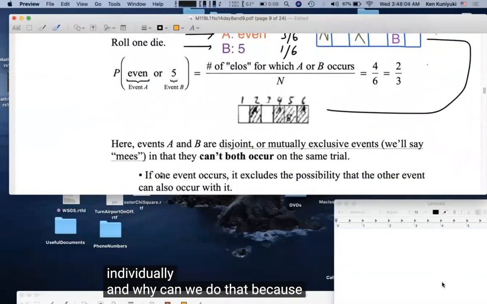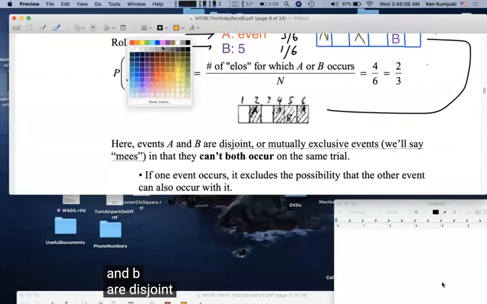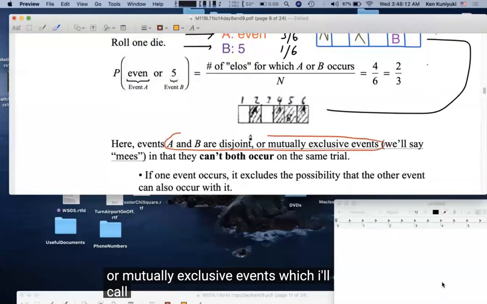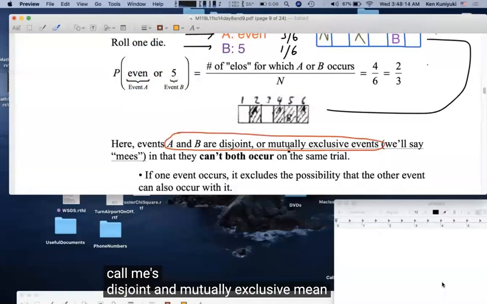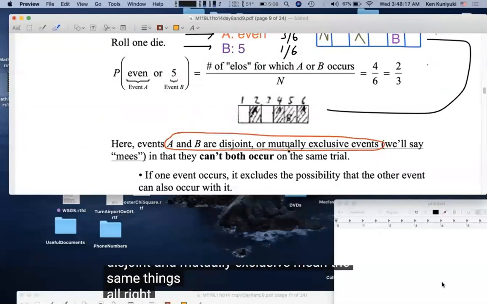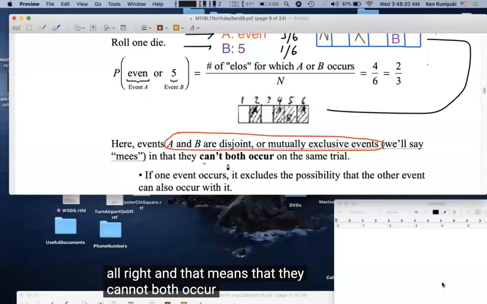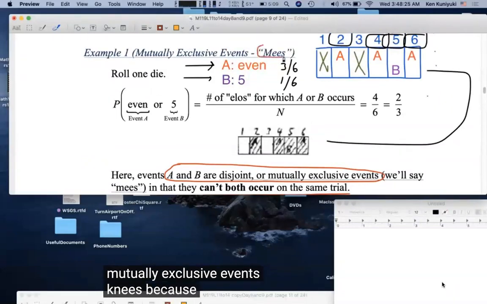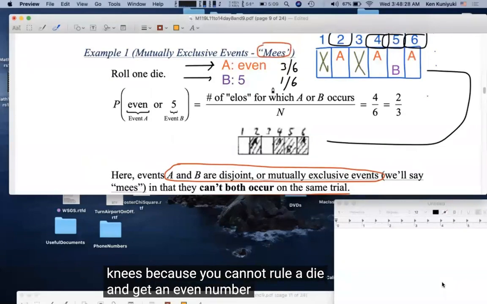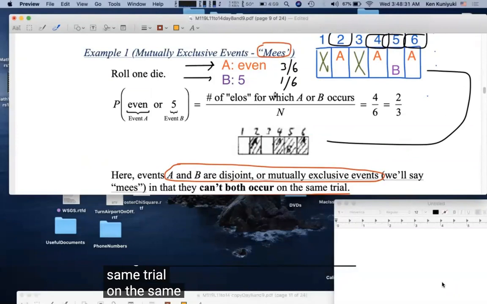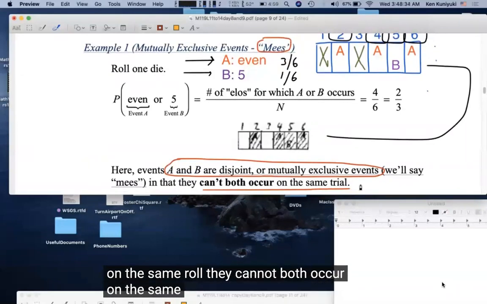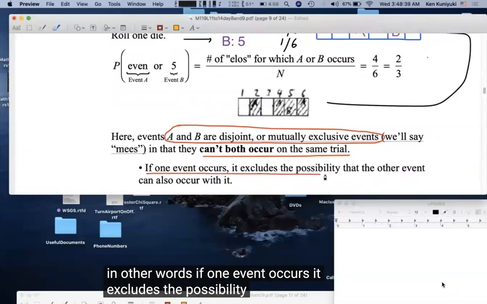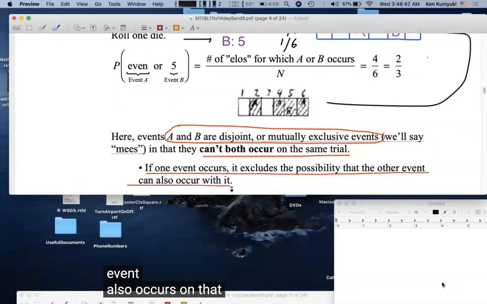And we could just add up these probabilities individually. And why can we do that? Because events A and B are disjoint, or mutually exclusive events, which I'll call MEs. Disjoint and mutually exclusive mean the same thing. That means that they cannot both occur on the same trial. You cannot roll a die and get an even number and a 5 on the same roll. In other words, if one event occurs, it excludes the possibility that the other event also occurs on that trial.